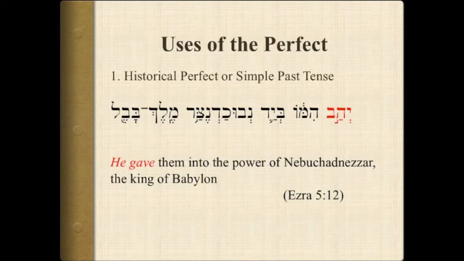So the uses of the perfect in some ways are very similar to Hebrew, but there are going to be a lot more perfects in narrative past tense situations. We'll see later, Aramaic does not have a vav consecutive. And so the perfect is often used to indicate the historical perfect or simple past tense. He gave them into the power of Nebuchadnezzar, the king of Babylon.